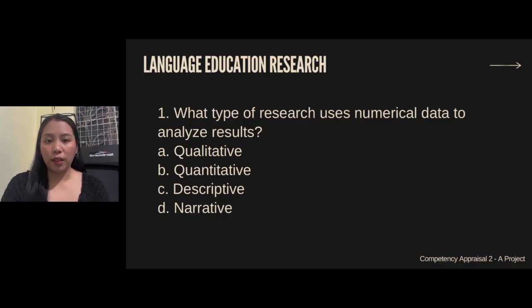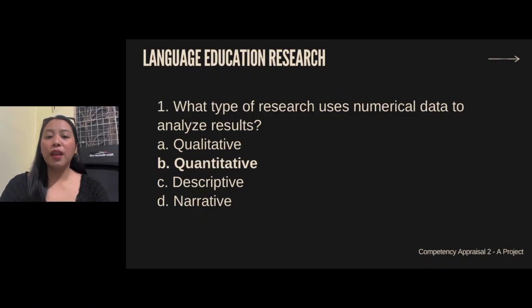A. Qualitative, B. Quantitative, C. Descriptive, and letter D. Narrative. Okay, the correct answer is letter B, the quantitative. This type of research deals with numbers. They are collecting and analyzing them to find trends, patterns, and relationships.